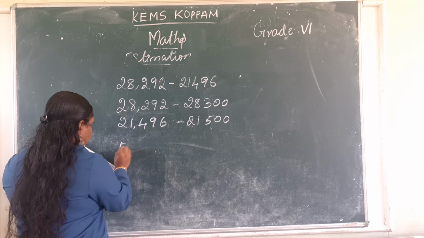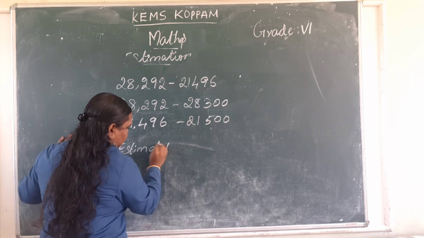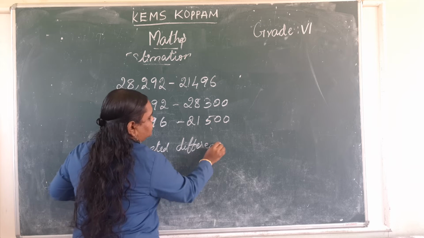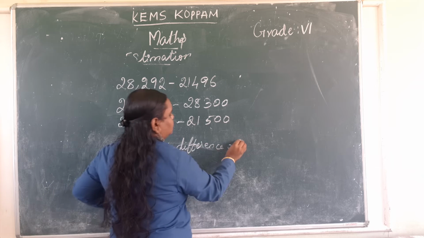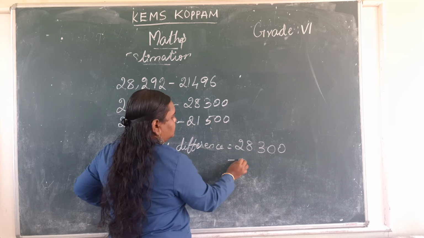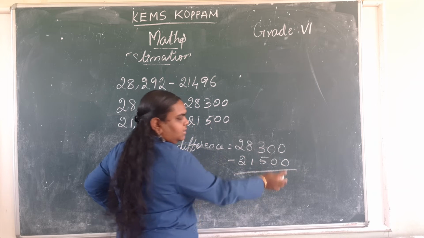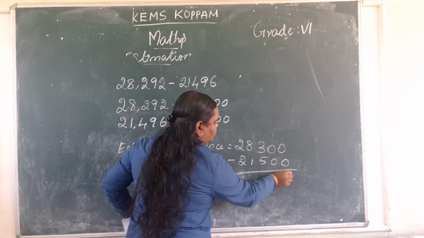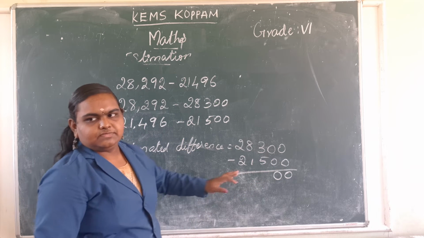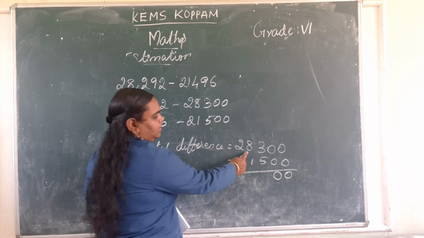Now I am going to write the estimated difference. Estimated difference equals 28,300 minus 21,500. So 0 minus 0 is equal to 0, 0 minus 0, 0. Then 3 minus 5. Can you find 3 minus 5? No. So we have to borrow the number from 8.